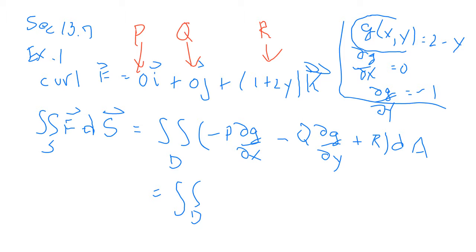Okay. Well, negative p is the same as -0. So you have -0 times the partial derivative of g with respect to x, which is 0. Minus q, well, for the curl of f, see, it's the curl of the vector field that students always make this mistake. They work with the vector field instead of the curl of the vector field when they apply Stokes' theorem. The q is equal to 0. The partial of g with respect to y is -1. And then r is 1 plus 2y.